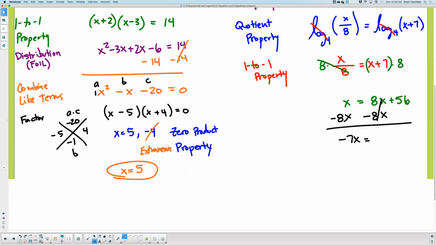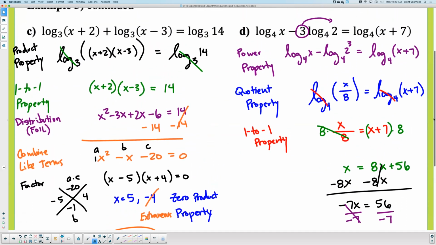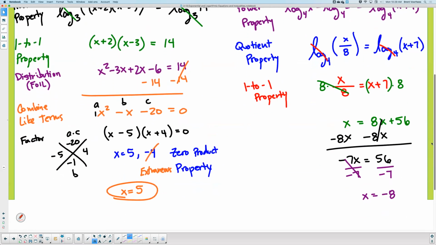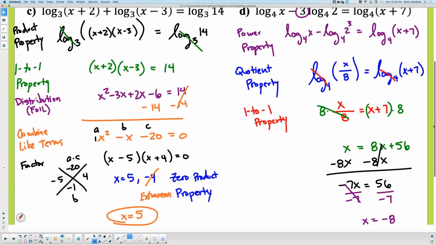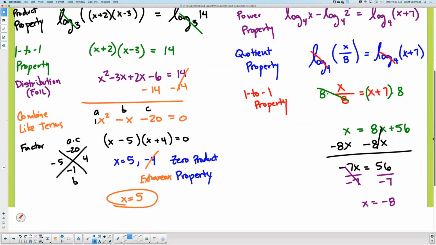Negative 7x equals 56. And last step, divide by -7. All right, and so what are we getting that x equals? -8. Okay, let's check that. Now with logarithms, a lot of times your answer is usually a positive number. So let's check. -8 should alert us.